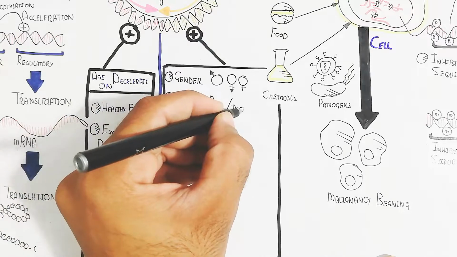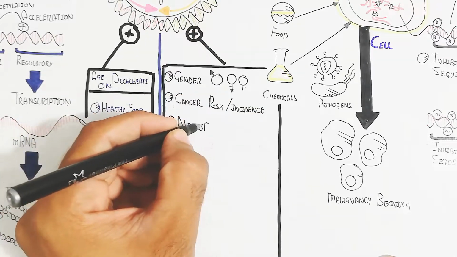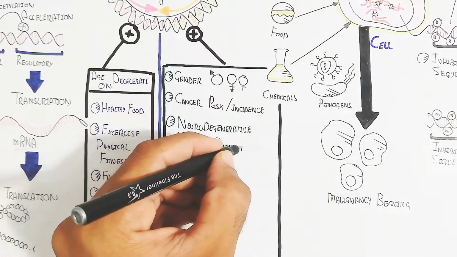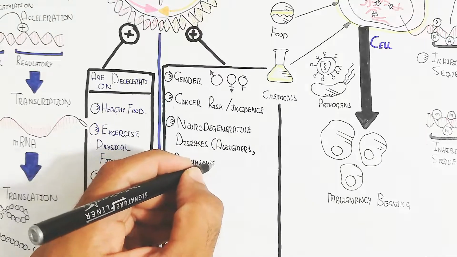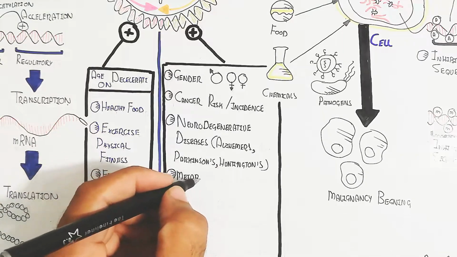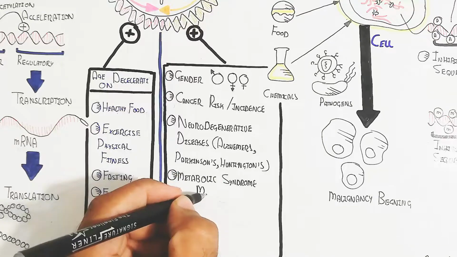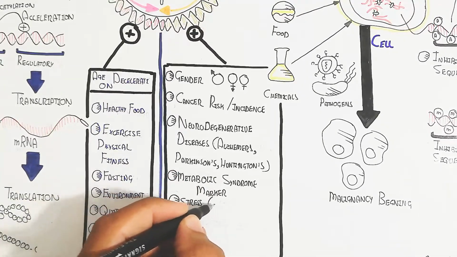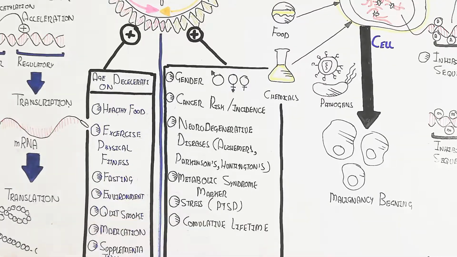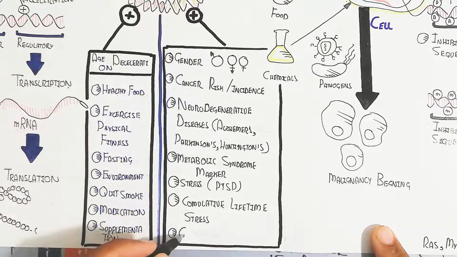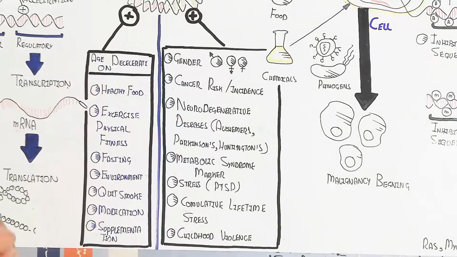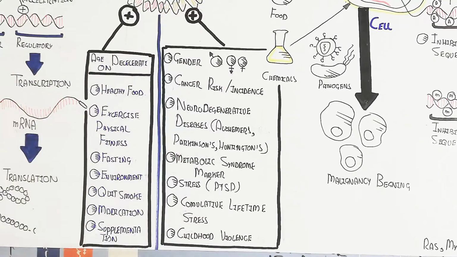So in this way, it depends on gender, male, female, or transgender, and cancer risk and incidence, and neurodegeneration, which cause age acceleration, and diseases like Alzheimer's, Parkinson's, and Huntington's, metabolic syndrome markers, and stress, post-traumatic stress disease, cumulative lifetime stress, and childhood violence. All these things lead to age acceleration.